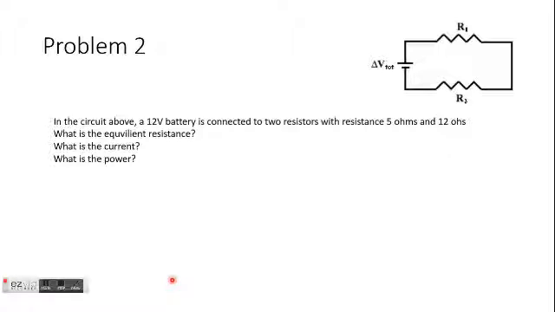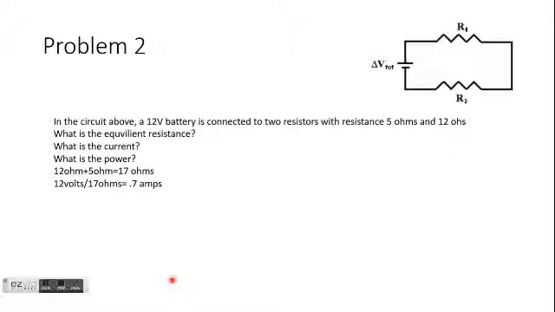Okay, so first thing we do is find the equivalent resistance. They're in series, so we just add them up. It's 17 ohms. Okay, equivalent current. So 12-volt battery, so V equals IR, so V over R equals I, so 12 over 17 equals about 0.7 amps. What is the power?